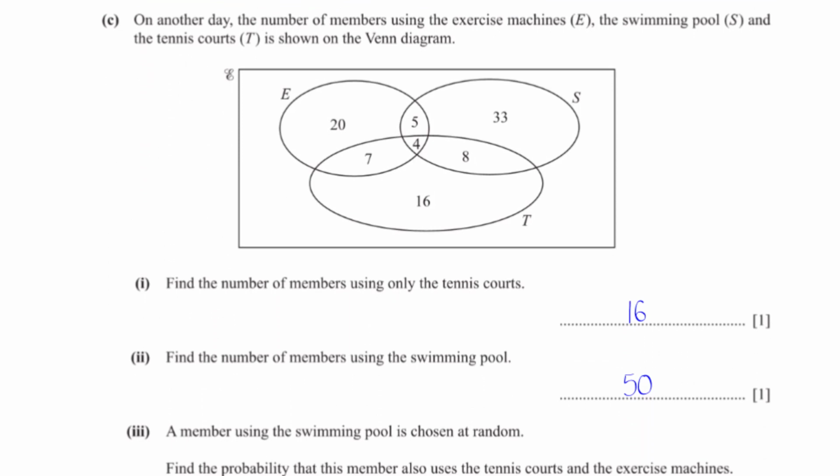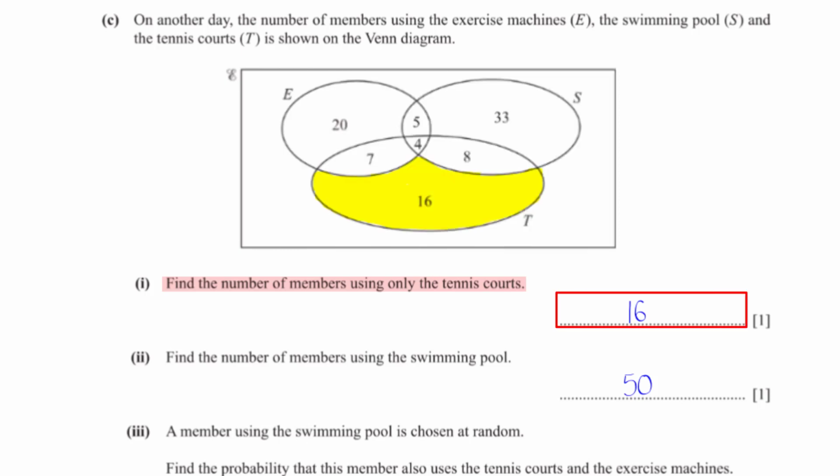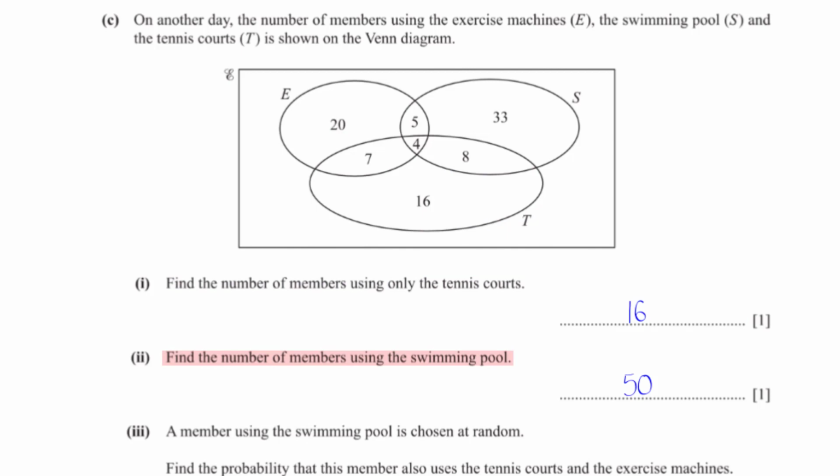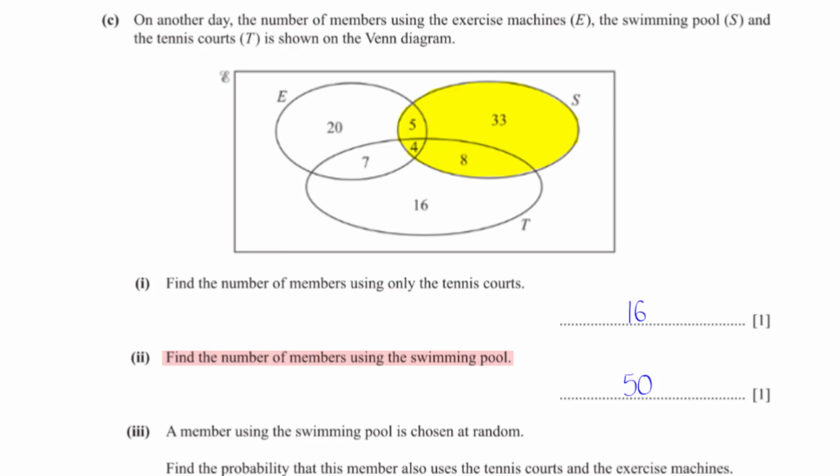On another day, the number of members using the exercise machines, the swimming pool, and the tennis courts is shown on the Venn diagram. Find the number of members using only the tennis courts. The number of members in this region is 16. Find the number of members using the swimming pool. The number of members using the swimming pool is 5 plus 33 plus 4 plus 8, which is equal to 50.